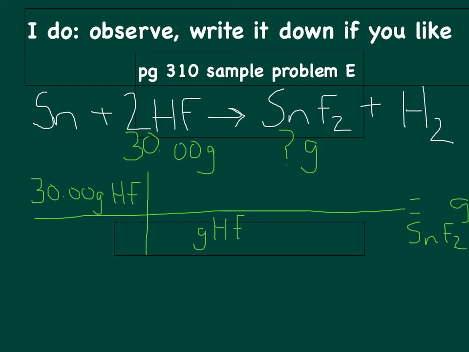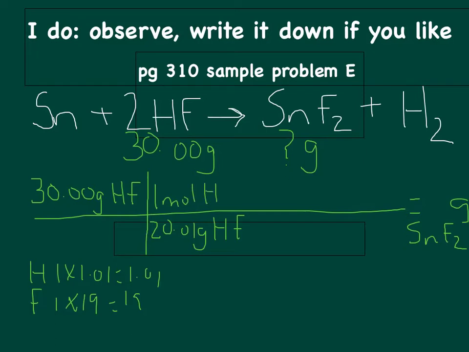So I go off to the side and I figure out how many grams of HF there are. 1 in each of those. 1 times 1.01. Then I look up F on the periodic table and I see that that is 19. So 1 times 19, and so we get 1.01 and 19. So that is 20.01. So I get 20.01 grams. That's how many grams are in 1 mole HF. Alright, so now you see grams of HF cancel out.